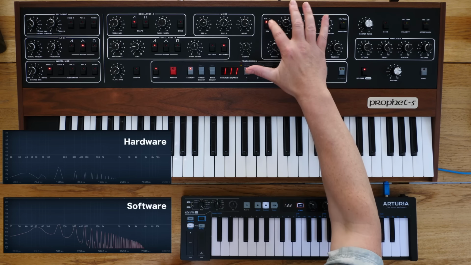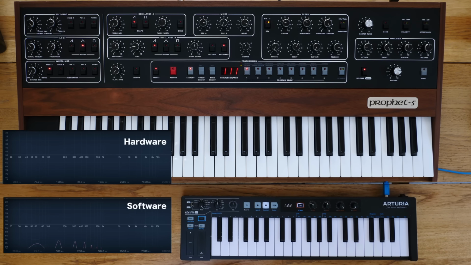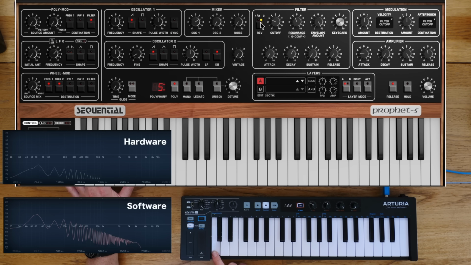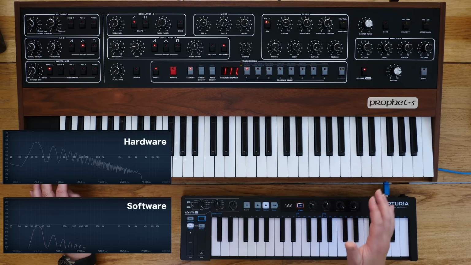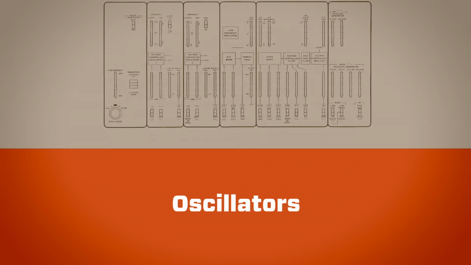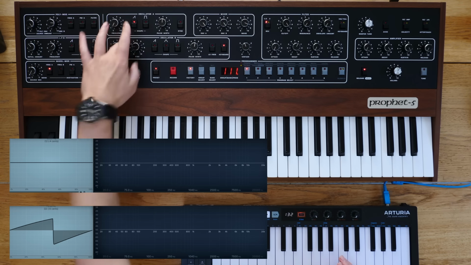In fact, let's try it on Rev 3 because the envelopes are different on Rev 3. So this one sounds a bit brighter on Rev 3, does it? Is that just my imagination? Drive myself a little bit mad now, trying to find differences, but you know, I think they're pretty close, aren't they? Let's take a quick look at the oscillators now, and we'll start off with the sawtooth.